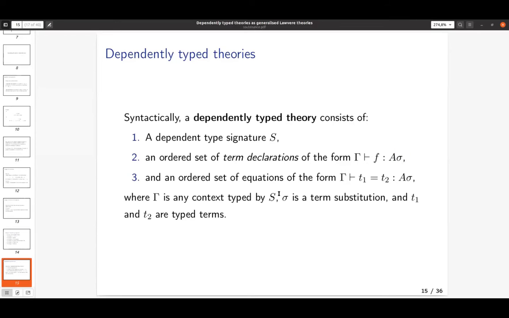And there is a small subtlety to note here, which is that gamma is a context. In each of these rules 2 and 3, gamma is a context typed by S. In other words, none of the types in gamma contain any of the terms declared using the declarations of the dependently typed theory. So all of the types of gamma contain only variables. So this is a subtlety to note. This means that there's no induction when there is in this definition.